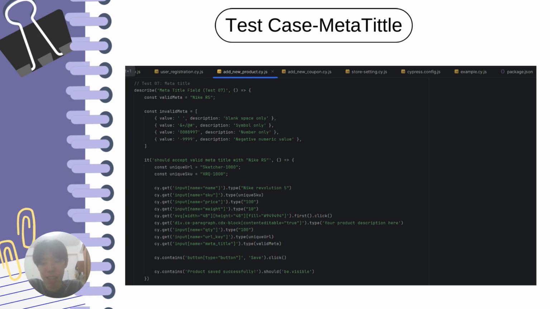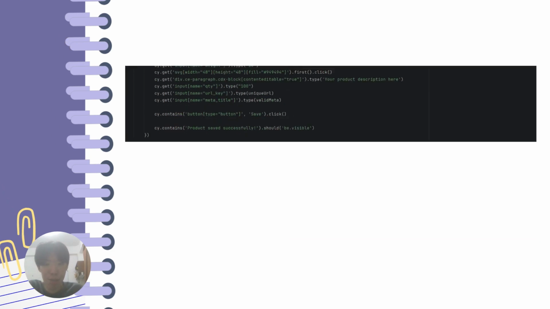It fills the entire product form with the valid data for the product name, price, rate, a sample description, quantity, a valid URL key, and the valid meta title. After that, it clicks the save button. It will check that the success message product saved successfully appears on the screen.